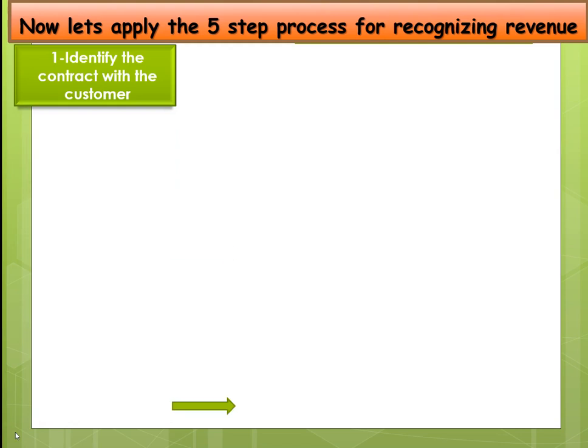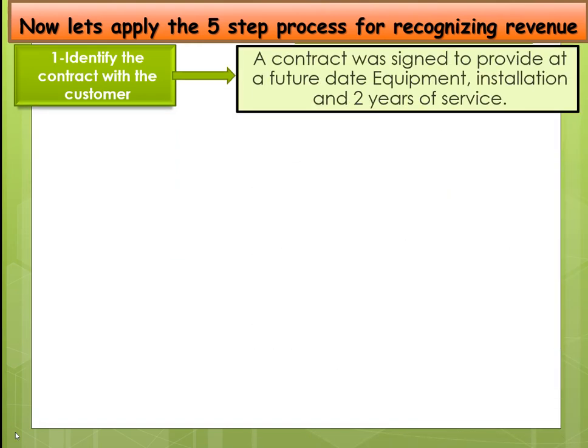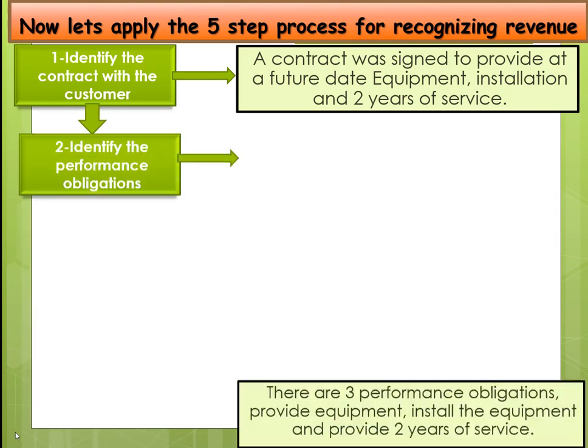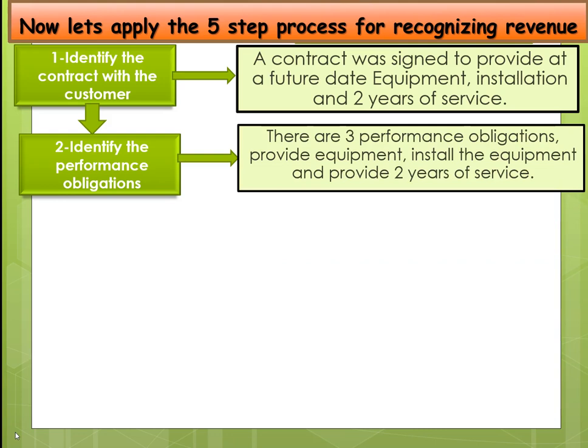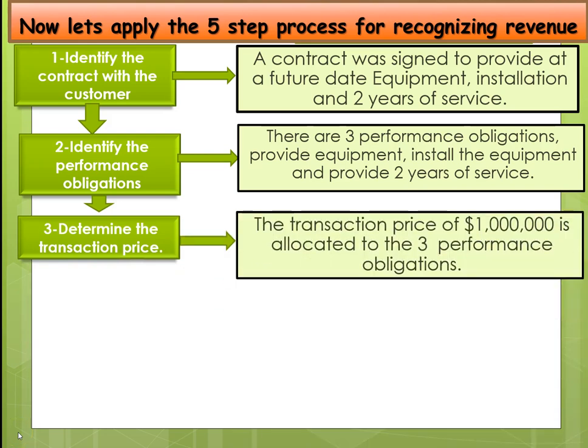First, identify the contract with the customer. We have a signed contract, we're fine. And it's to provide equipment, installation, and 2 years of services. Next, identify the performance obligations. In this case, we have 3: equipment, installation, and the 2-year service agreement. Next, we've got to determine the transaction price. And in this case, it's $1 million for all 3.